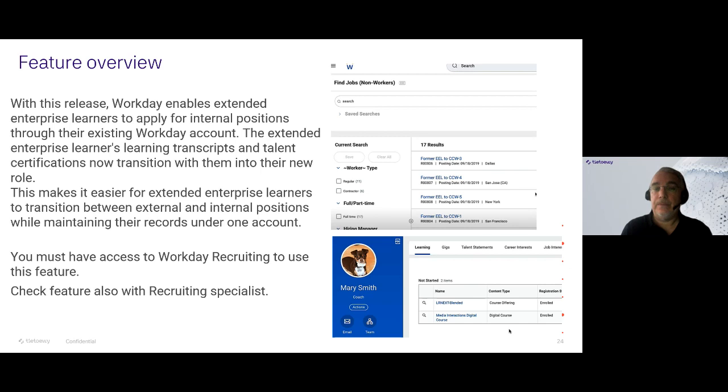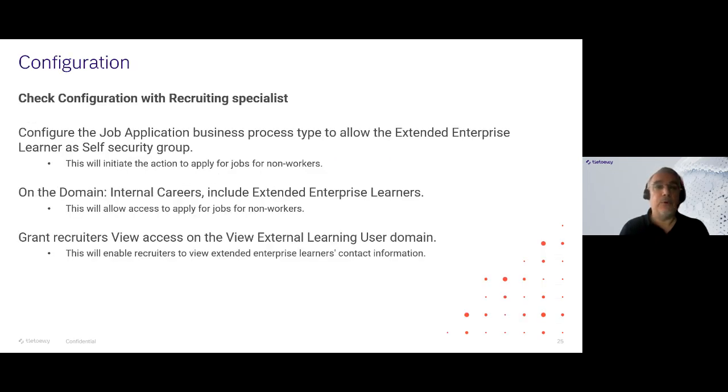Earlier there was no automatic procedure for this, and the learning transcript had to be manually adjusted to show that she had actually already completed, for example, some compliance trainings that we require while she was an extended learner. But now when she is joining as a normal worker, we can see that she had already completed the courses here. Some configuration setup.